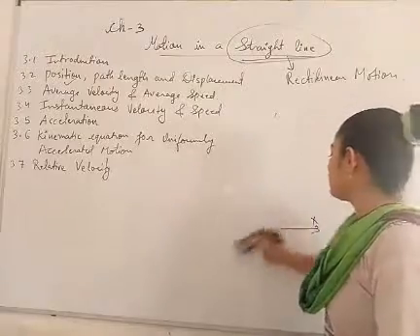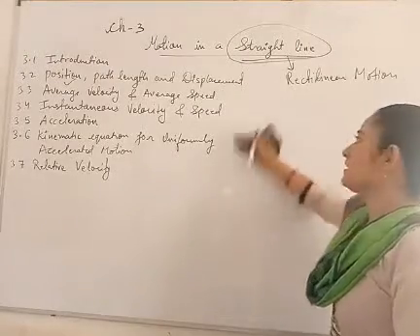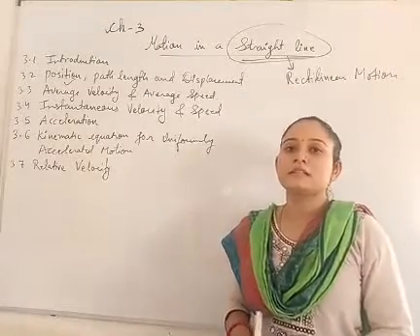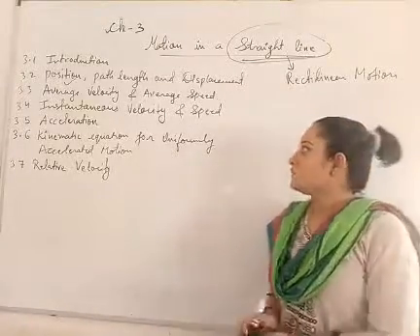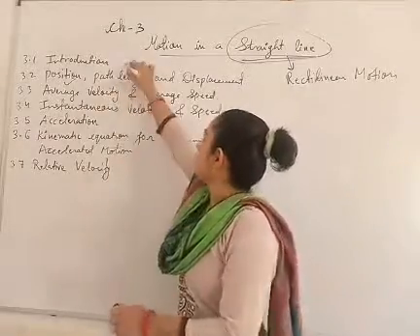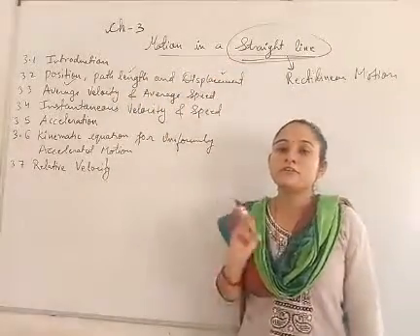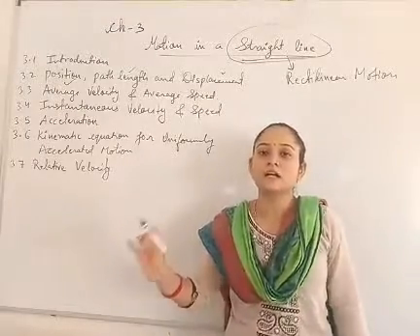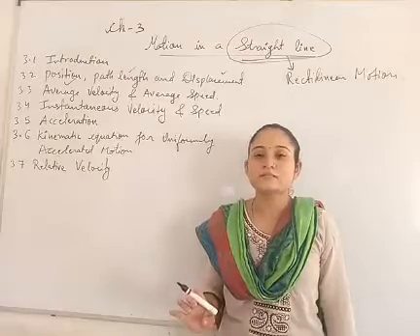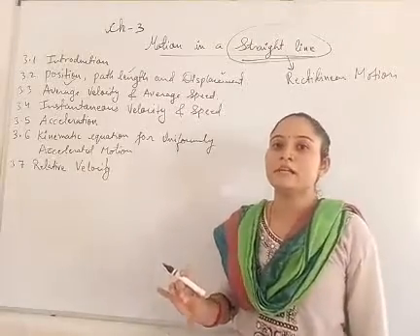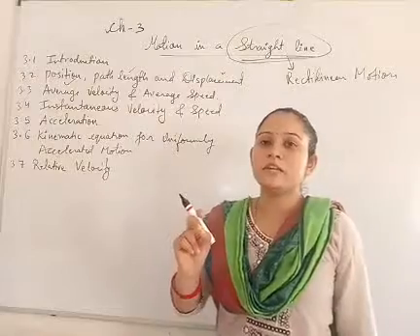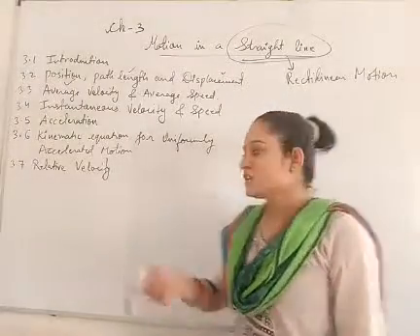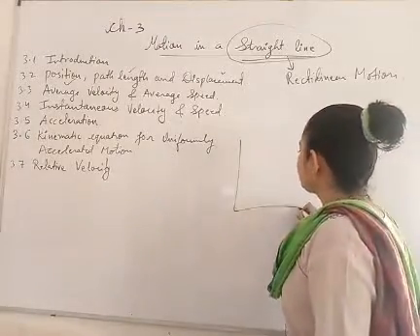Next comes the path length, and another one is the displacement. Path length is also termed as the distance. So what is the difference between these two? Path length means the total path covered, and displacement means the distance between the final position and the initial position. That is displacement.